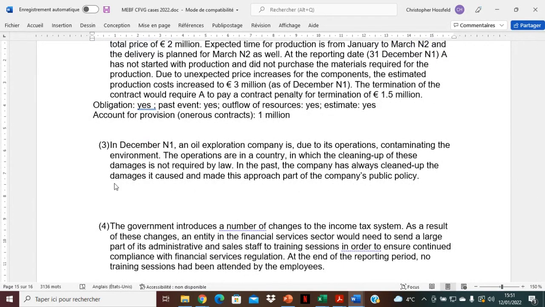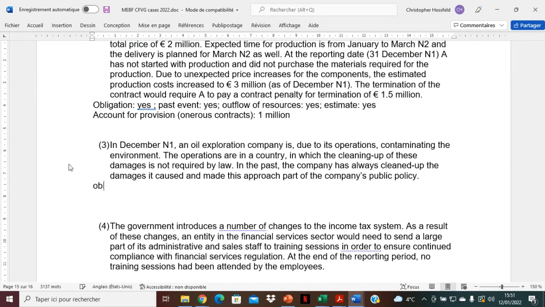Okay, in December N1, an oil exploration company is, due to its operations, contaminating the environment. The operations are in a country in which the cleaning up of those damages is not required by law. However, in the past, the company has always cleaned up the damages it caused and made this approach part of its public company policy. So question here, do I need to set up a provision for cleaning up the environment?